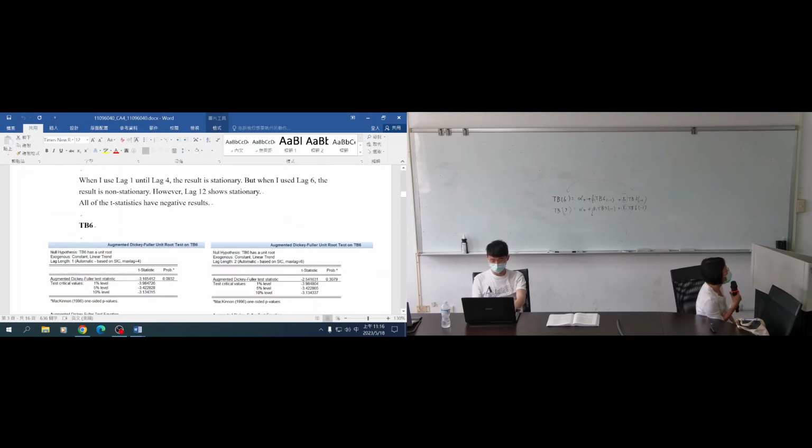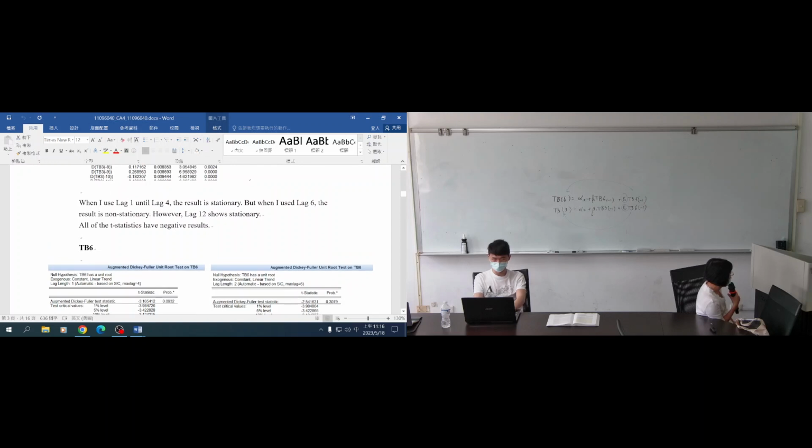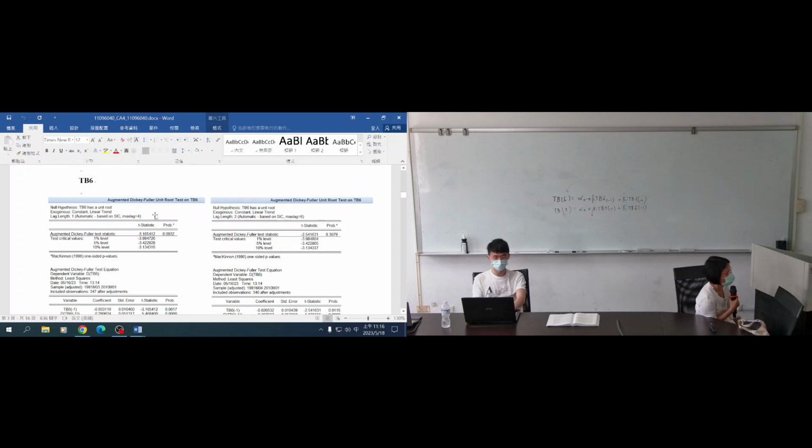But since we wanted to have stationary, so it is a suspect variable with non-stationarity, something like this one. Okay, all right. So is it possible for the variables to have different results for stationary or non-stationary, like this one? Yeah, it's really possible.